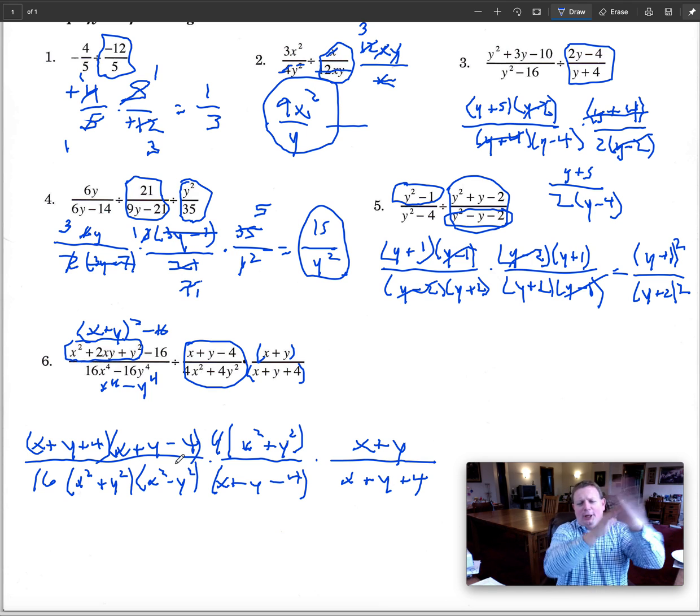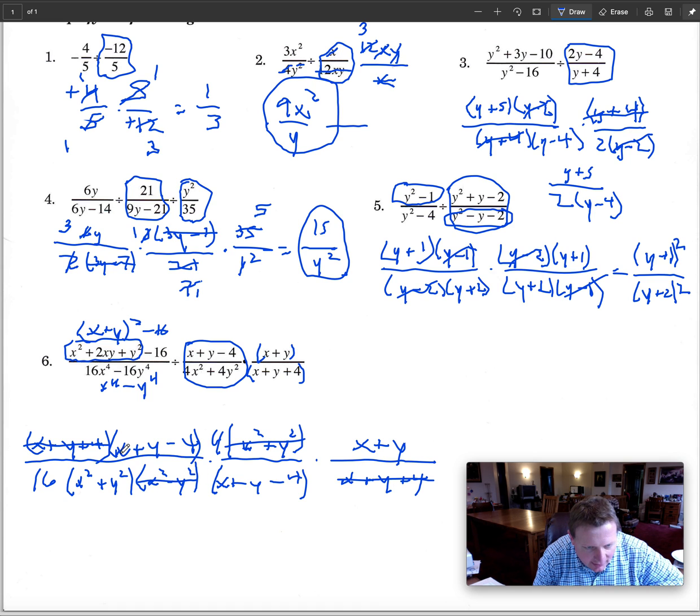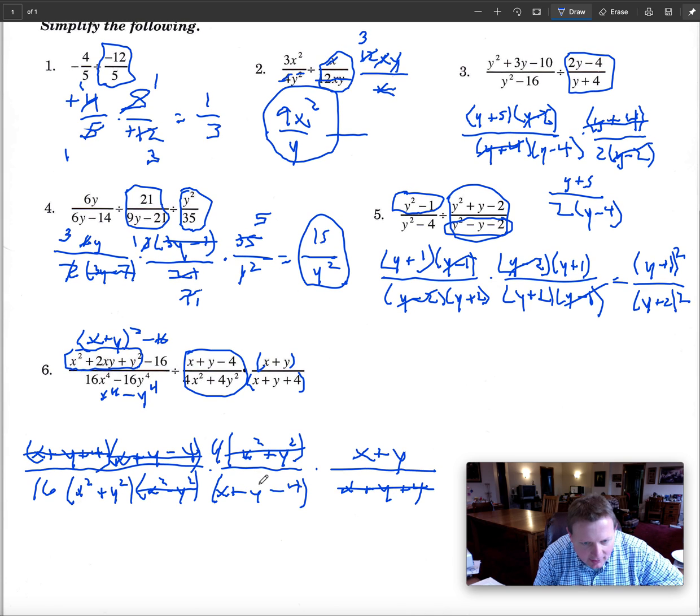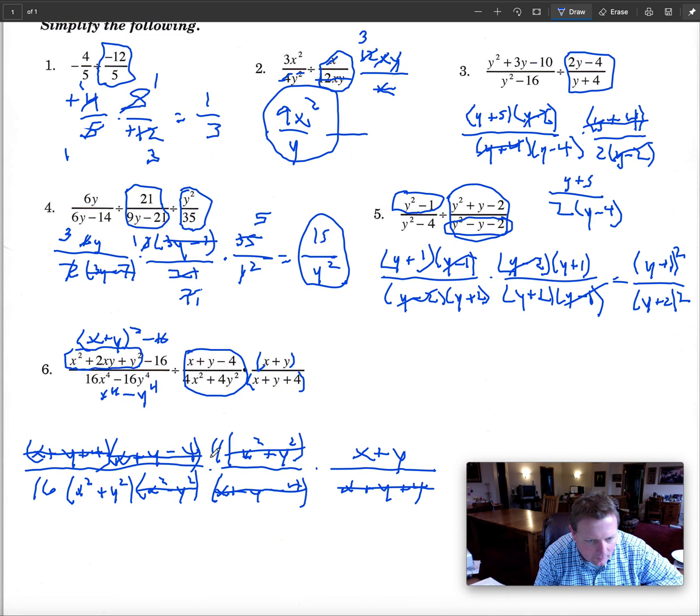Now, we are going to cancel lots of factors, but don't cross them off so much because you won't see what you have left. And so we have the x plus y plus 4. Those are going to cancel. The x squared plus y squared is going to cancel. The x plus y minus 4 is going to cancel. And then the 4 is going to cancel with the 16. That's going to make a 4.